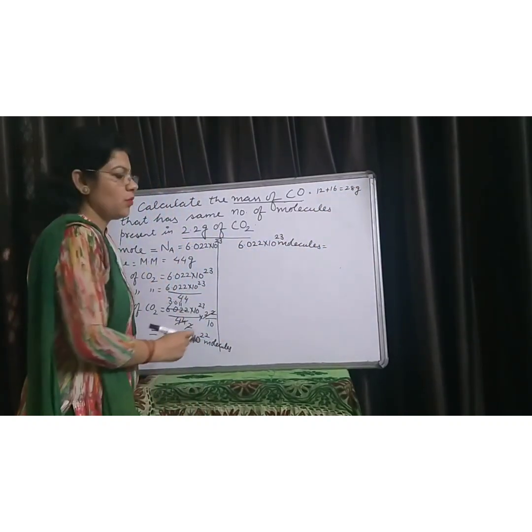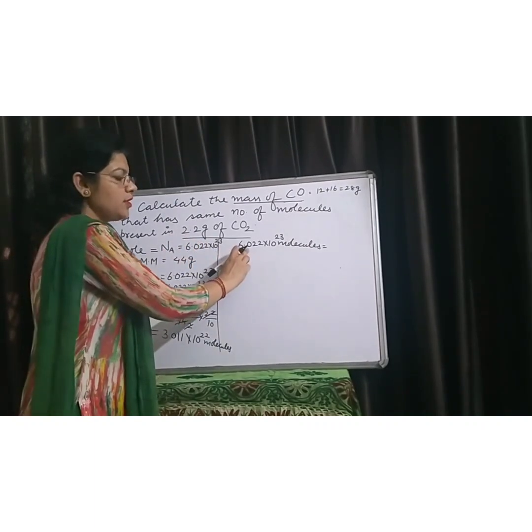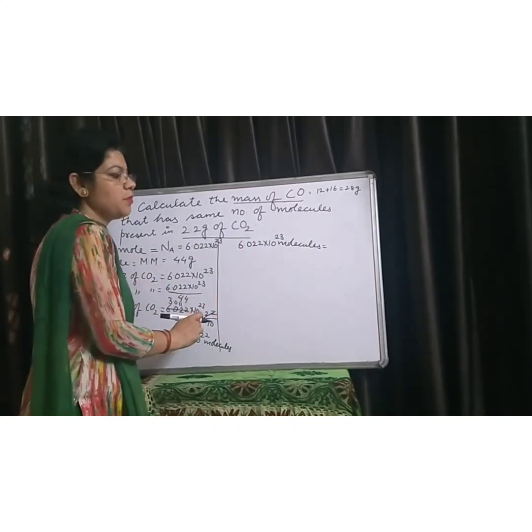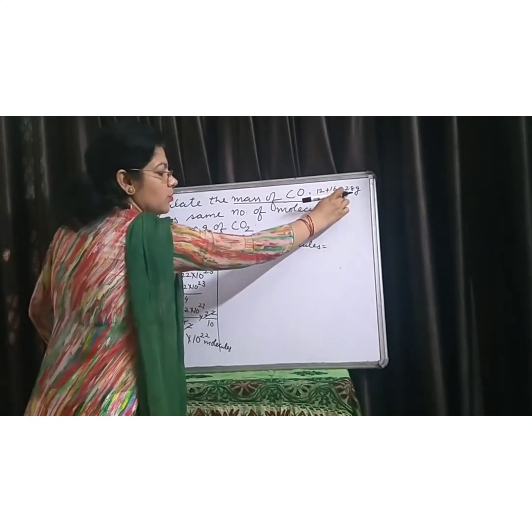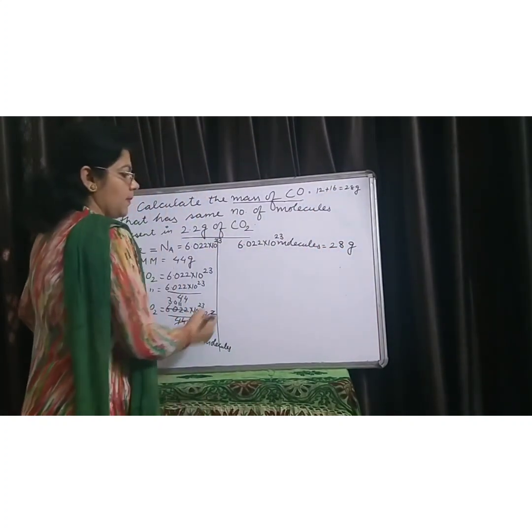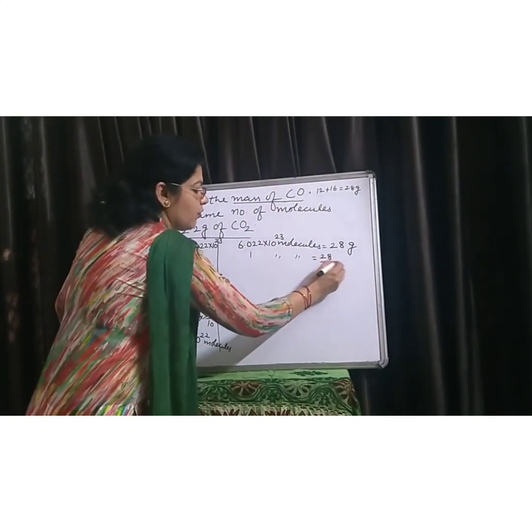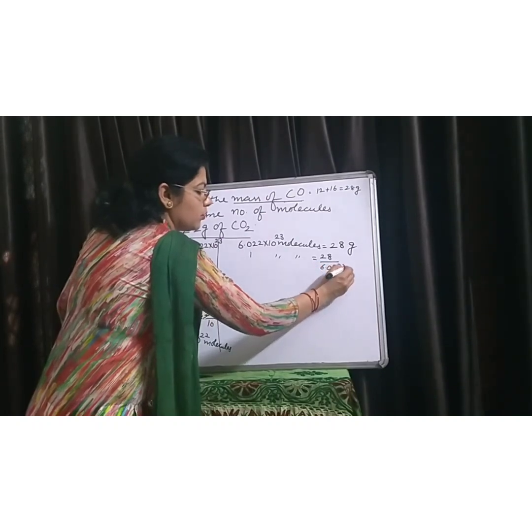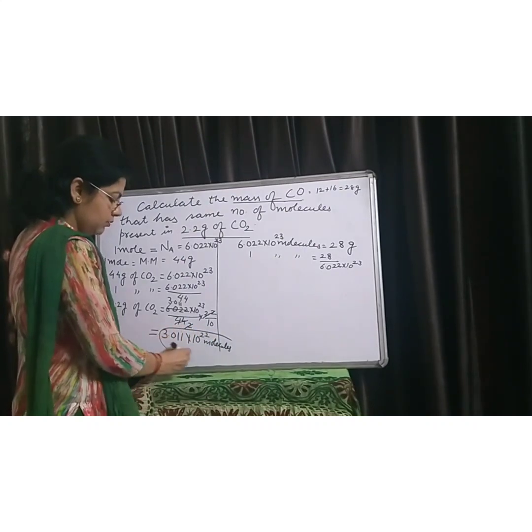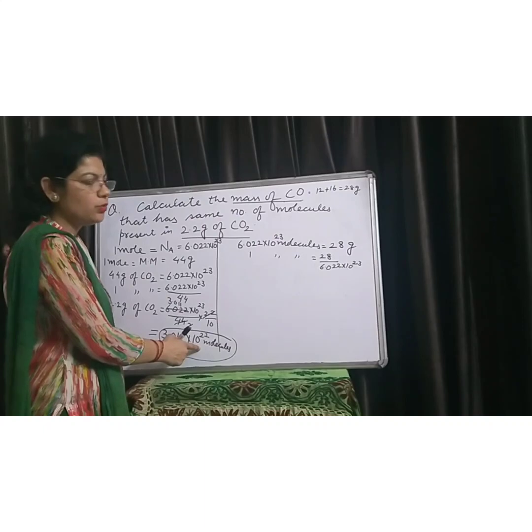It means 1 Avogadro number of particles, or 6.022 × 10^23 molecules of carbon monoxide, has mass equal to its molecular mass, that is 28 grams. One molecule has mass equal to 28 divided by 6.022 × 10^23, and we have to calculate it for 3.011 × 10^22 molecules.